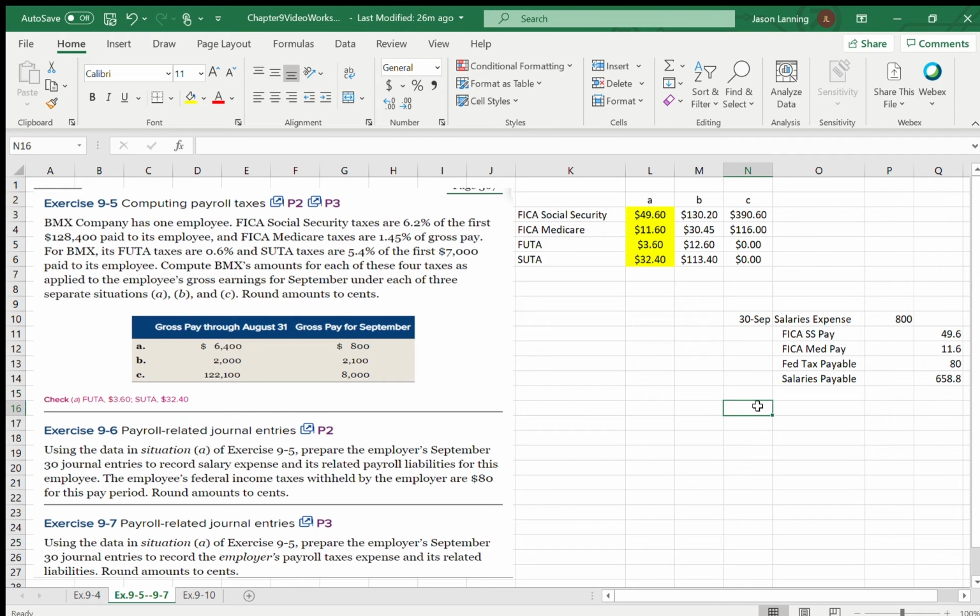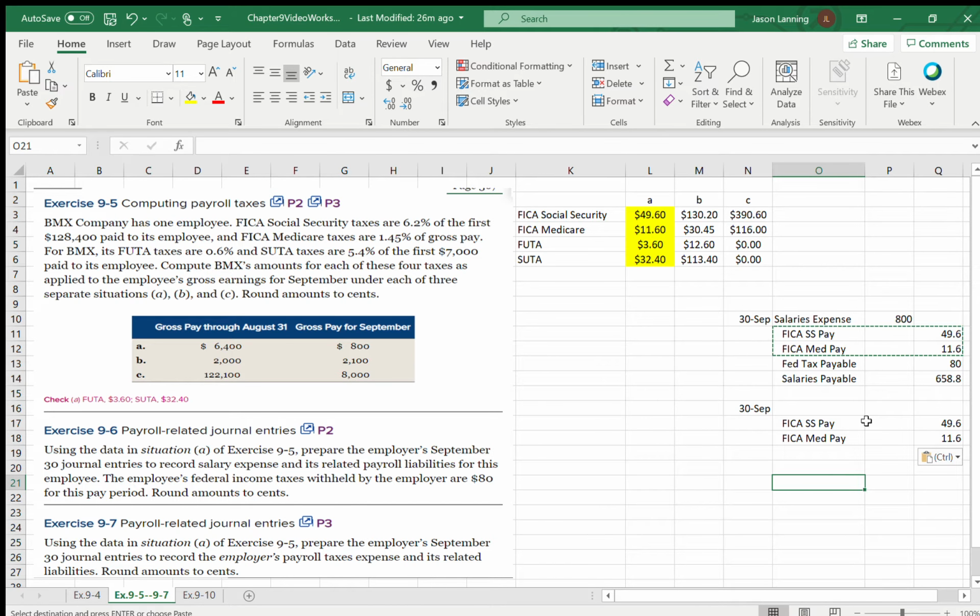Okay, now this is for the employee. The employer side is what we're doing next in 9.7. Now in 9.7, again, they're saying situation A, to do the employer's September 30th journal entries to record their payroll tax expense and related liabilities. This is where we'll see the FUTA and the SUTA. So we'll have 930 here. Now, the thing with the employers is they have to pay the Social Security and Medicare that the employees pay as well. They have to match.